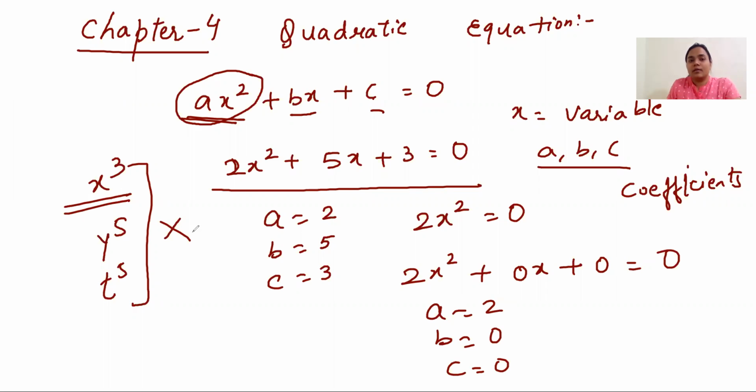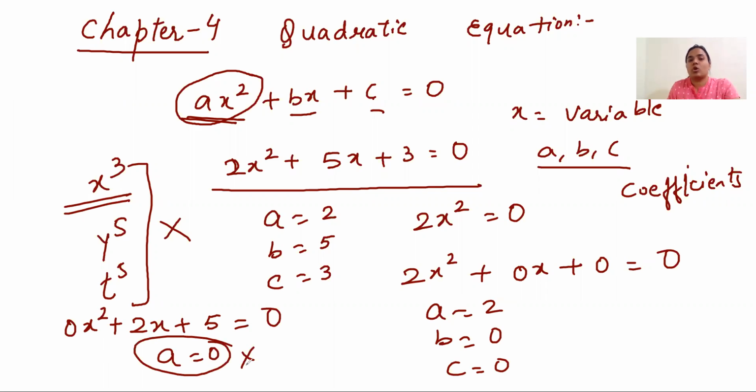But if we write 2x plus 5 is equal to 0, in this case our a is 0. So this is not possible. Means our a cannot be 0 whenever we are writing any quadratic equation. So our a cannot be 0. This is the basic compulsory part to check whether any given equation is a quadratic equation or not.